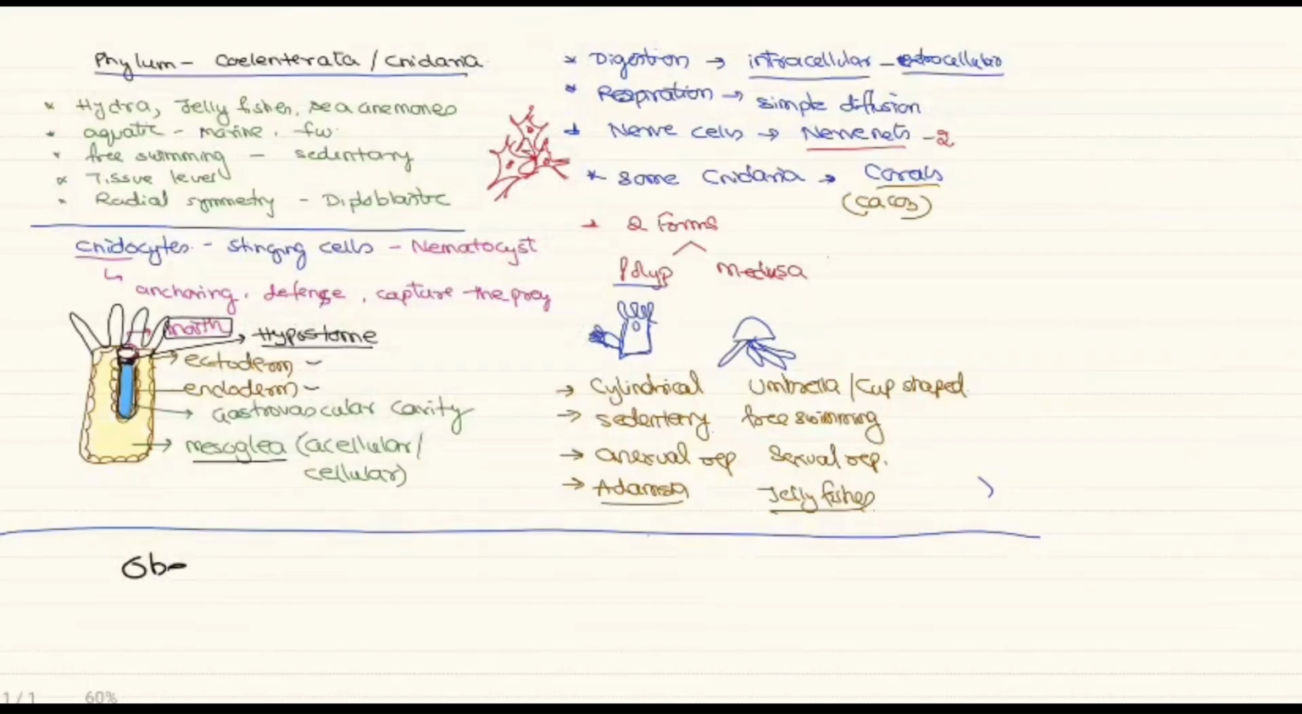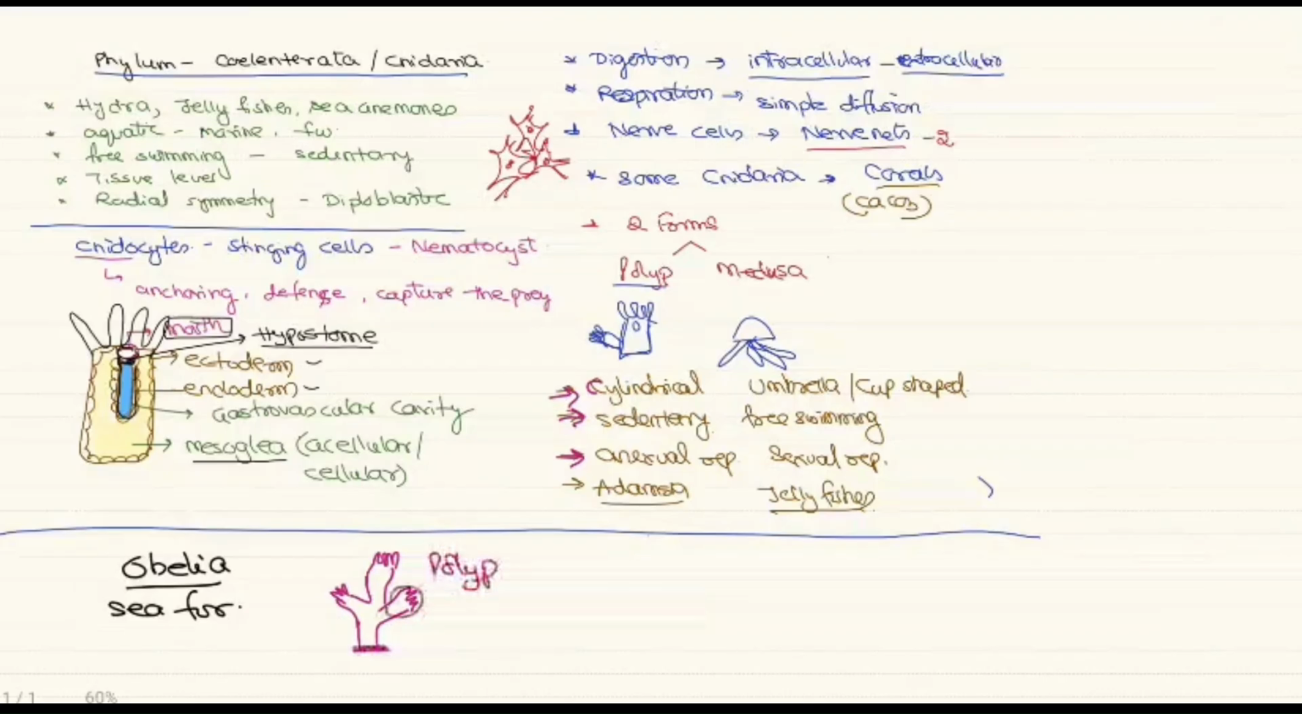Now in some forms like Obelia, Obelia is commonly called sea fur. Now look at how Obelia is. Now this is the body structure of Obelia, and as you know it is attached to the surface. I can call it a polyp, isn't it? So what is a polyp? A polyp is cylindrical, a polyp is sedentary, a polyp is asexual, right? So when you see this, it is sedentary, so I can call this form a polyp.